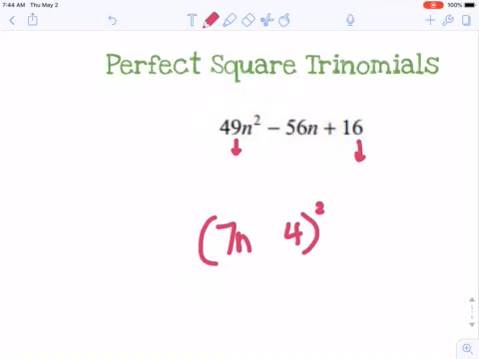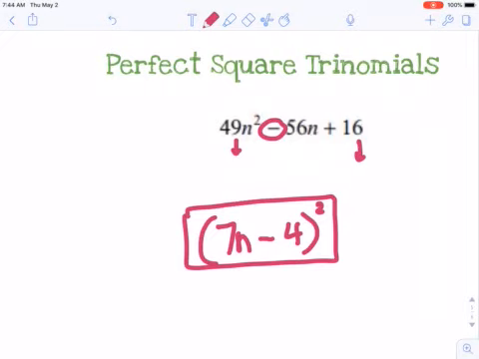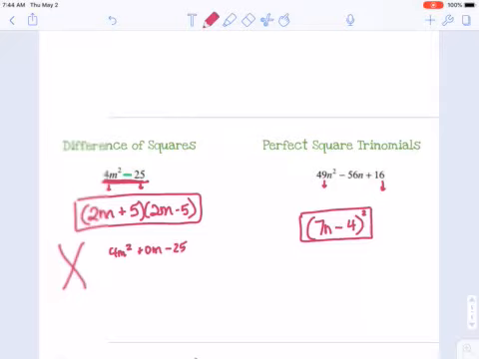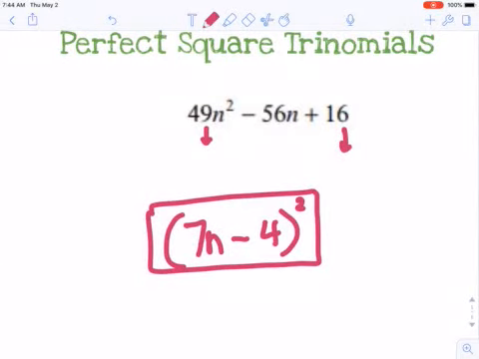The sign in the middle comes from the B value, so this is going to be 7n minus 4 all squared. Again, I talked about how this is the longer problem, so I'm going to get the shorter answer when you compare these two. But again, let's dissect this just a little bit because not every trinomial is a perfect square trinomial.